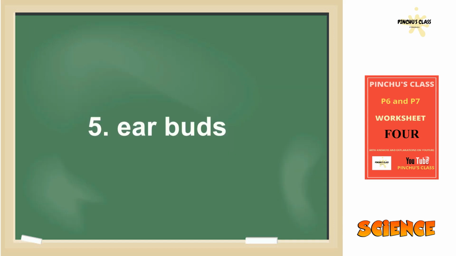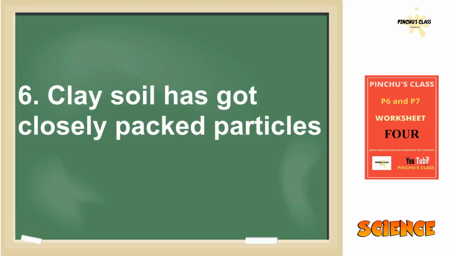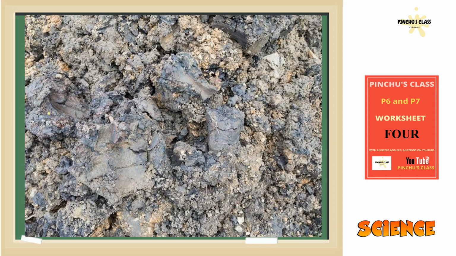Then number 5, item that can be used to clean ears. We have the earbuds. Please don't use sharp objects because they can damage the eardrum. So you have to use the earbuds, or sometimes a clean cloth. Number 6, property of clay soil. Clay soil has closely packed particles. That's one property of clay soil, and it does not allow water to easily pass through it.